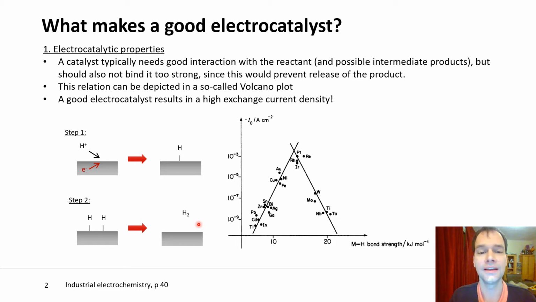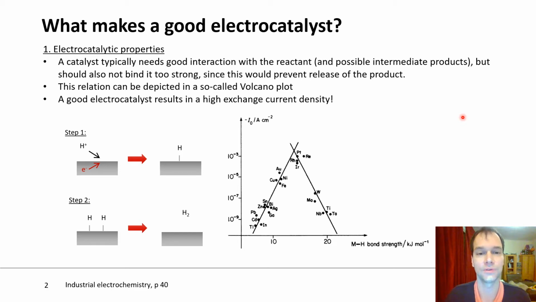Now, here you can see the exchange current densities as have been reported for hydrogen evolution. And you can see that there's a huge variation because this is a logarithmic axis. So for example, on a metal like cadmium, the exchange current density is only 10 to the minus 9 amps per square centimeter. Whereas on a metal like platinum, the exchange current density is 10 to the minus 3 amps per square centimeter. So what do we see?